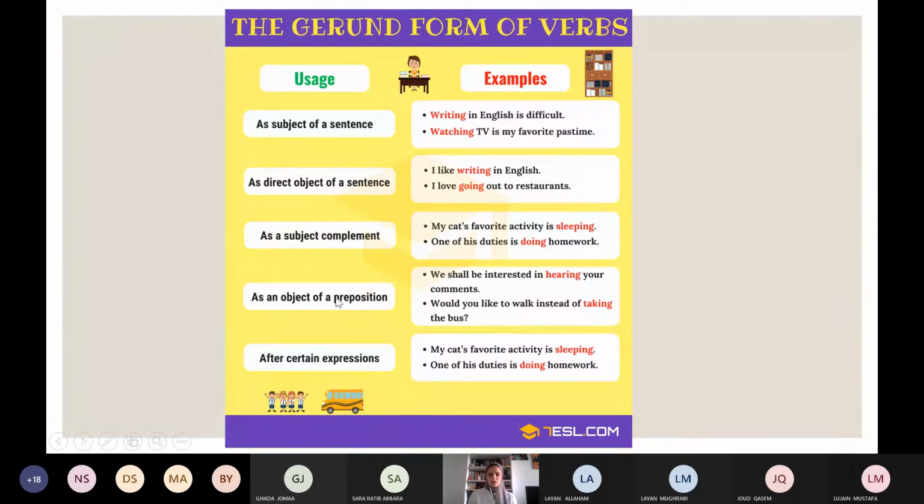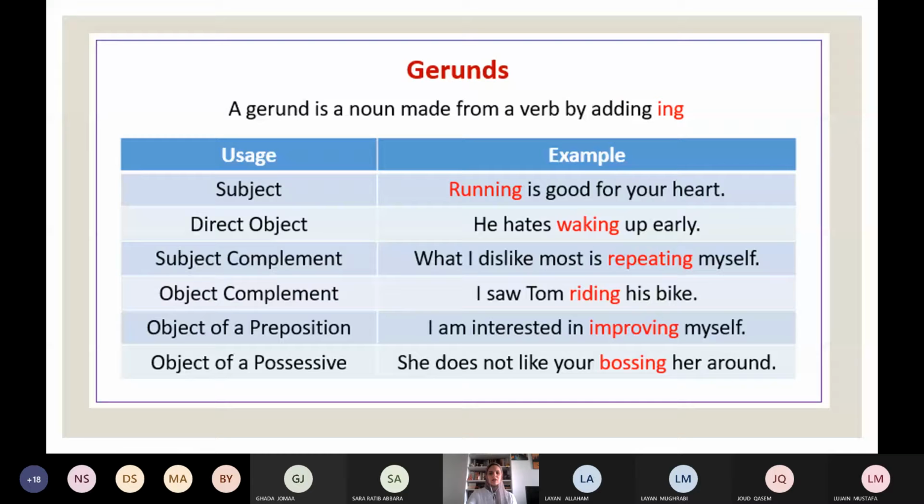Okay, and here it should be after. Okay, indirect object here. Then here again, as a subject, running is good for your heart. He hates what? Walking, direct object. What I dislike most is linking verb. After linking verb, predicate nominative, which is subject complement.